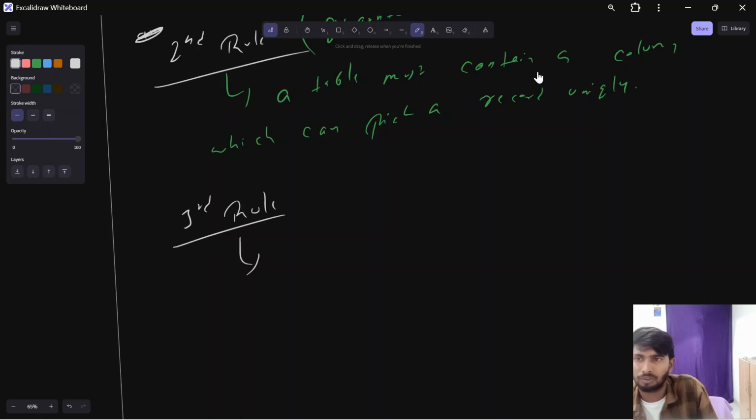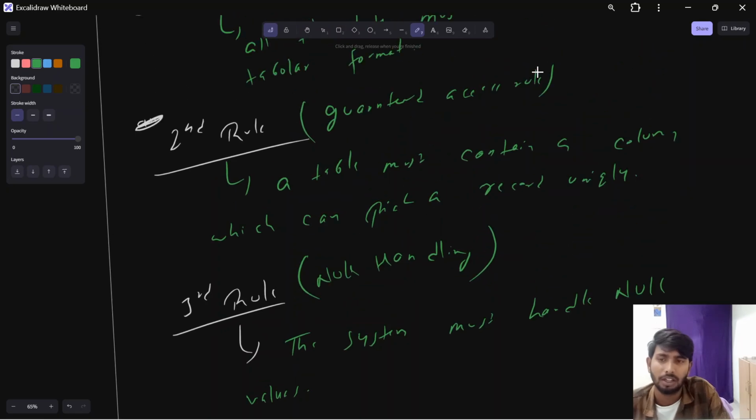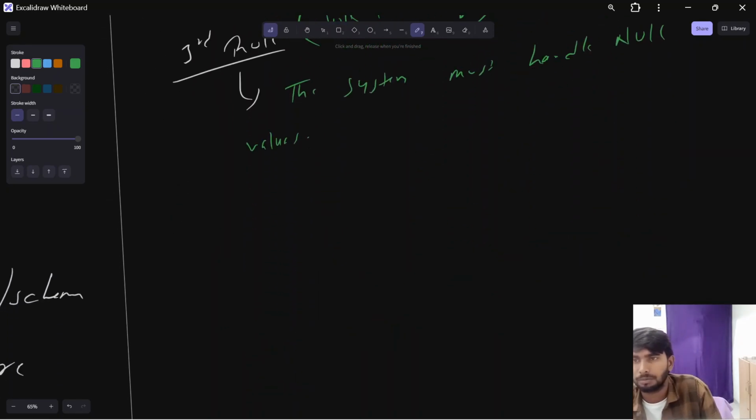Now the third rule. The third rule is: the system must handle null values. Okay. The system must handle the null value. It is known as null handling.